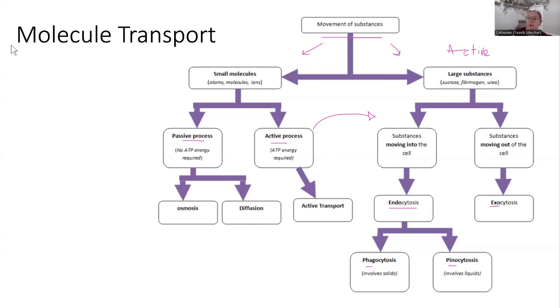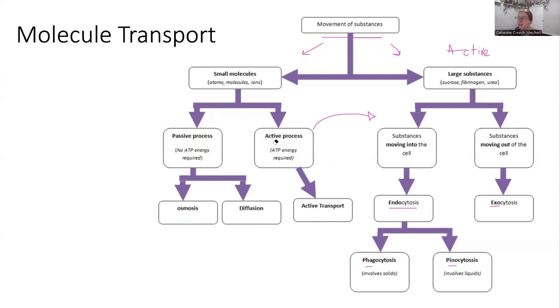If your movement for a small molecule does not require ATP, we have two things that we think of. Osmosis, which is the movement of water specifically, so that's H2O, and diffusion, which is the movement of everything else. So that's going to be ions, molecules, gases, the large things, small things, everything else.